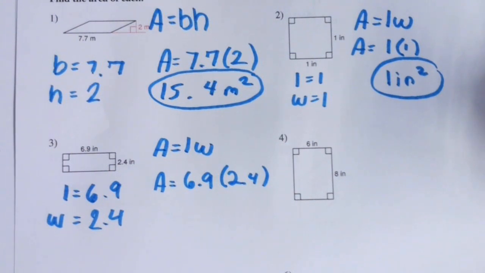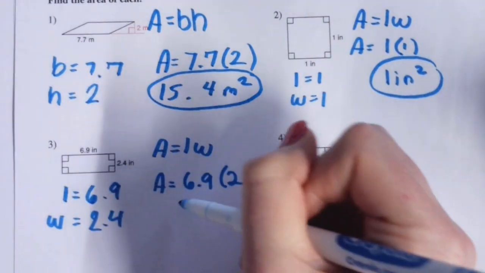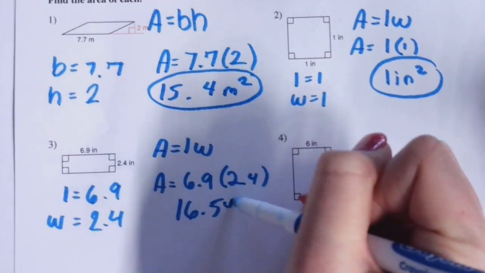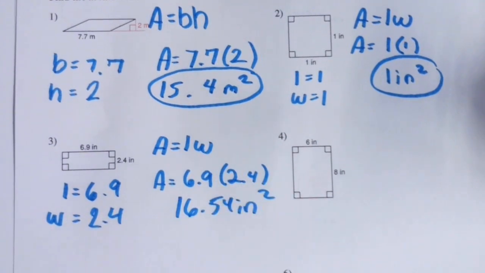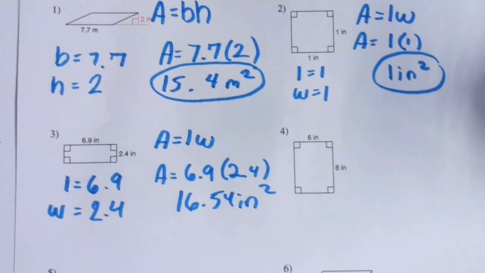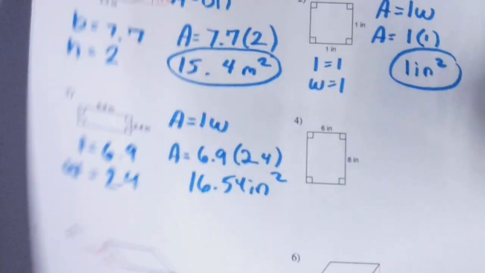So 6.9 times 2.4. All right, here we go. That gives us 16.54 inches squared. What I want you to do for the rest of these is work through them. Use your formula sheet, and then I want you to turn this in for me.